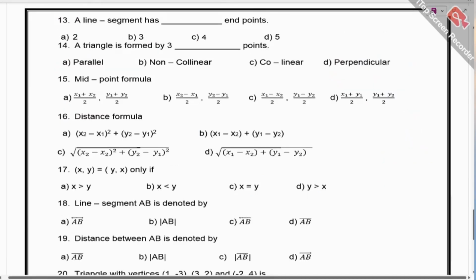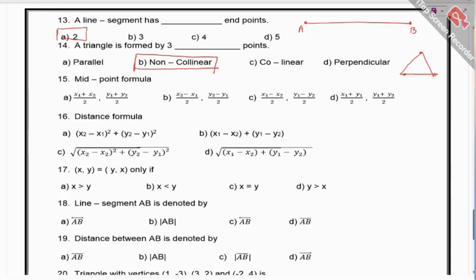Now we will move to MCQ number 13, a line segment. We know that a line segment is a part of the line which has two ending points. So we can simply say that option A will be the correct answer here. Now we will move to MCQ number 14. Can a triangle be formed by three non-collinear points? Because if points are collinear, then we cannot make a triangle. So for making a triangle, the points must be non-collinear. So option number B will be the correct.